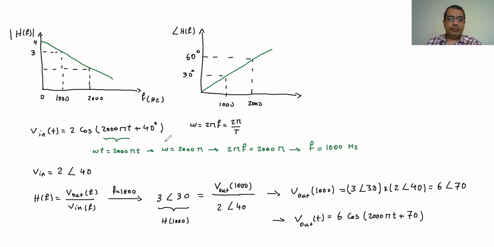So if this is the input signal, and this is what we have as the transfer function of our filter, the output signal from that filter is going to be something like that.